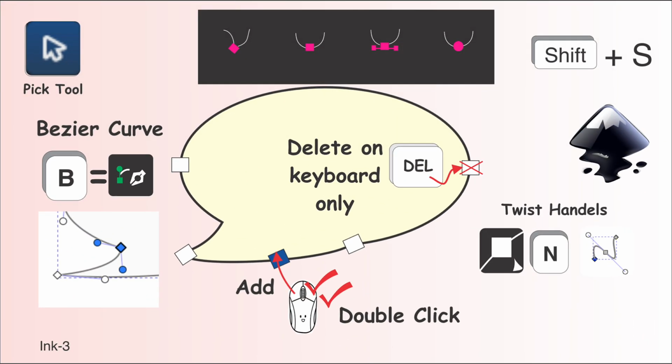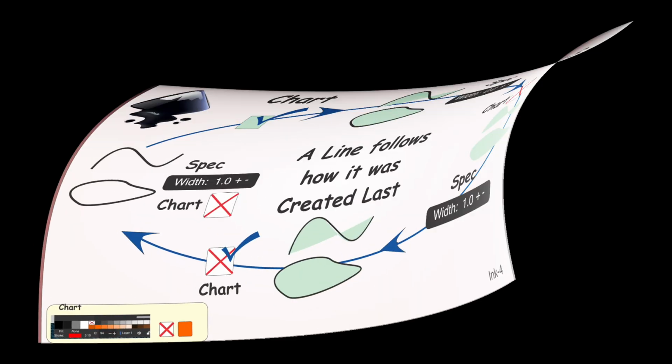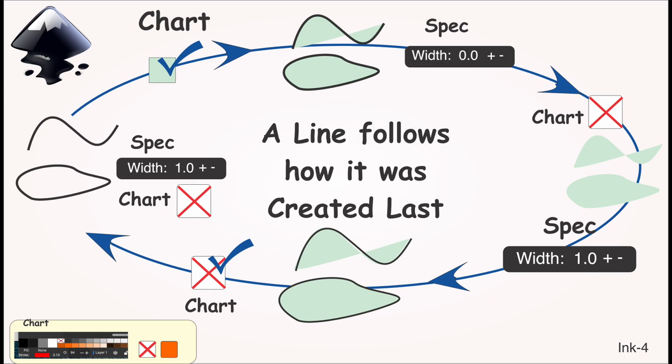I only draw with the Bezier curve. My best advice is to click and drag slightly as you draw. Double-click the object to get handles. Play with the node chart. To add a node, double-click the line. To delete a node, use Delete on the keyboard. Practice. A line always follows the way it was created last.